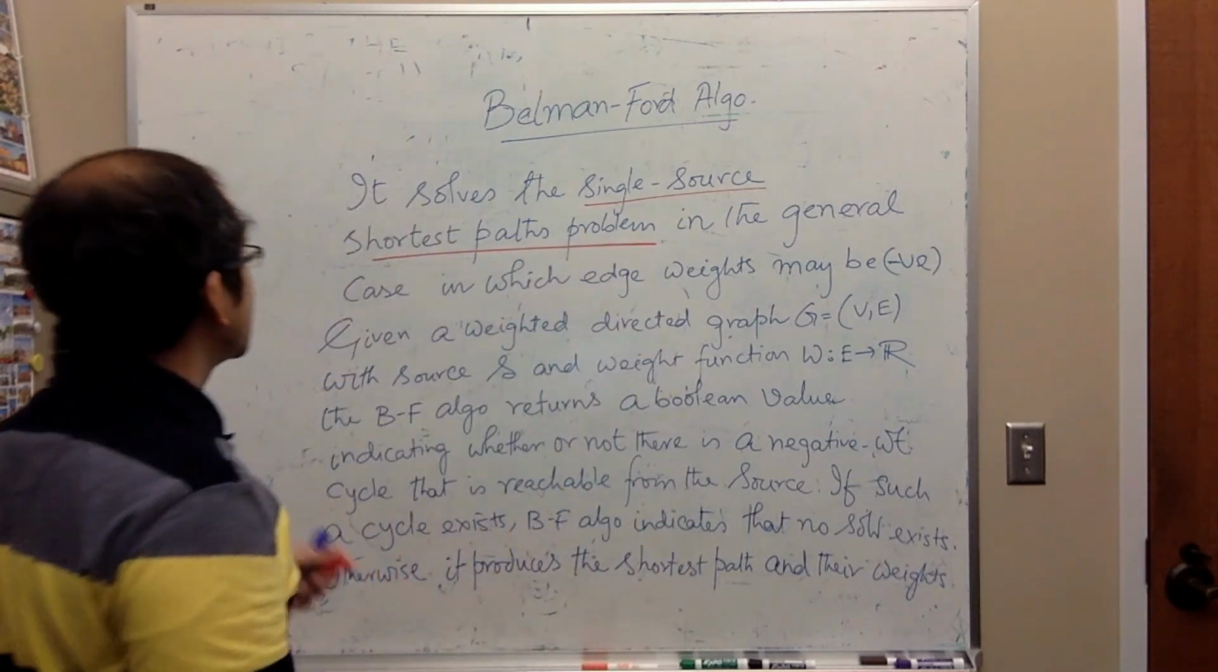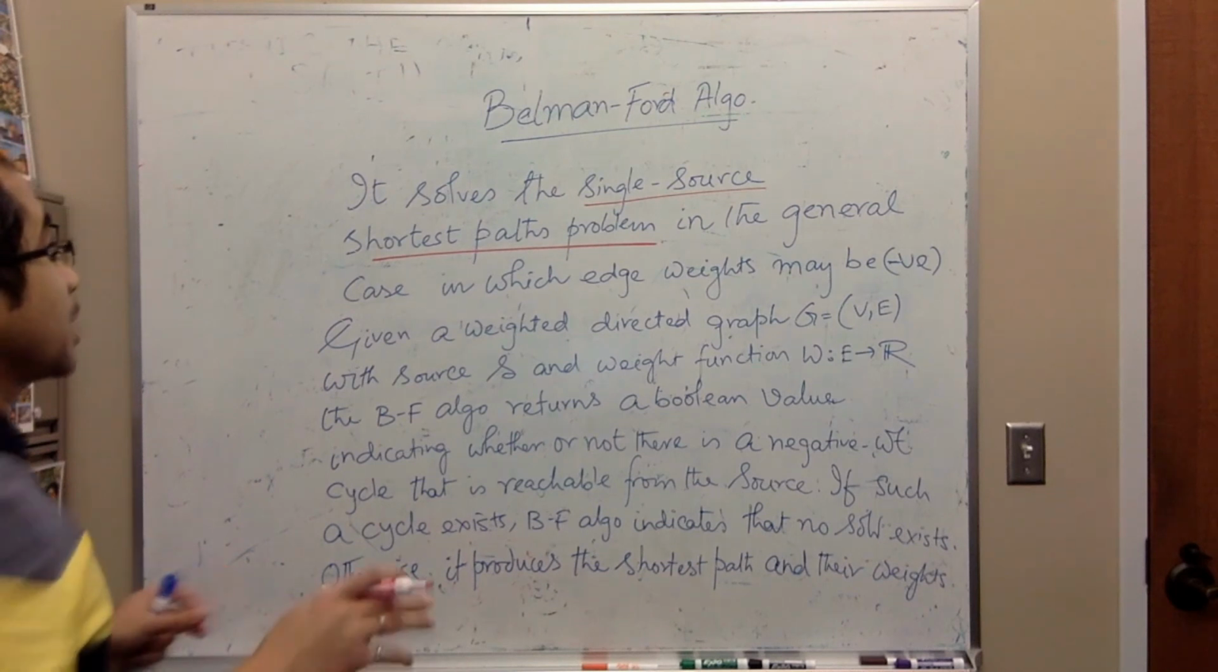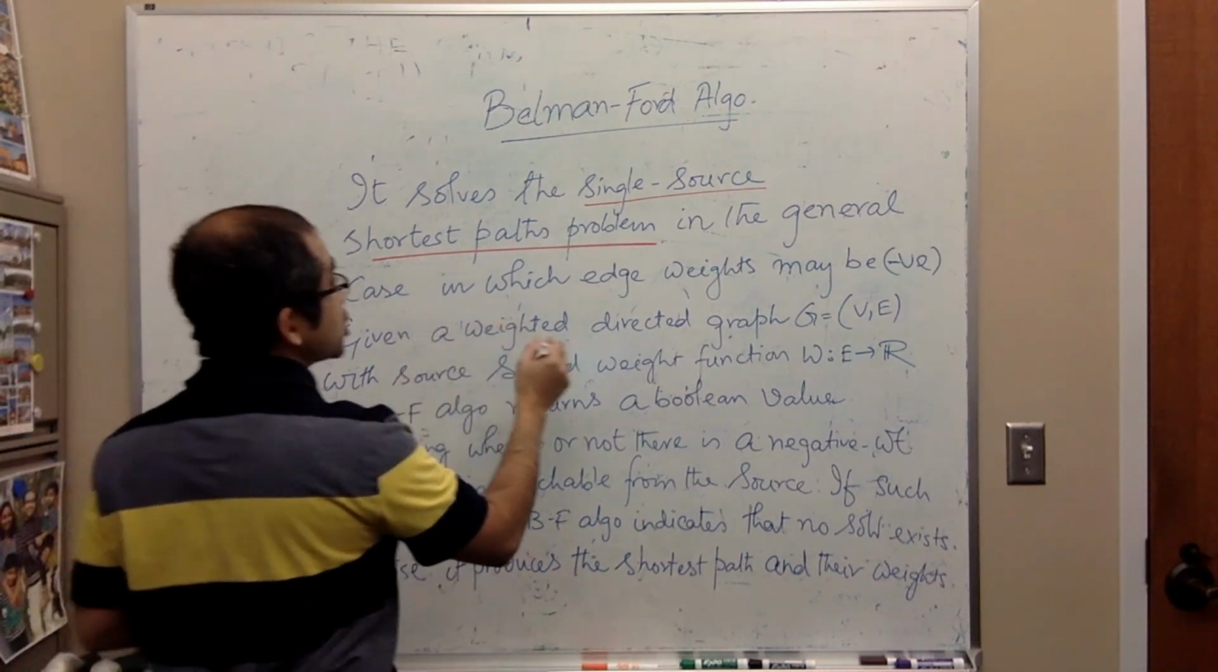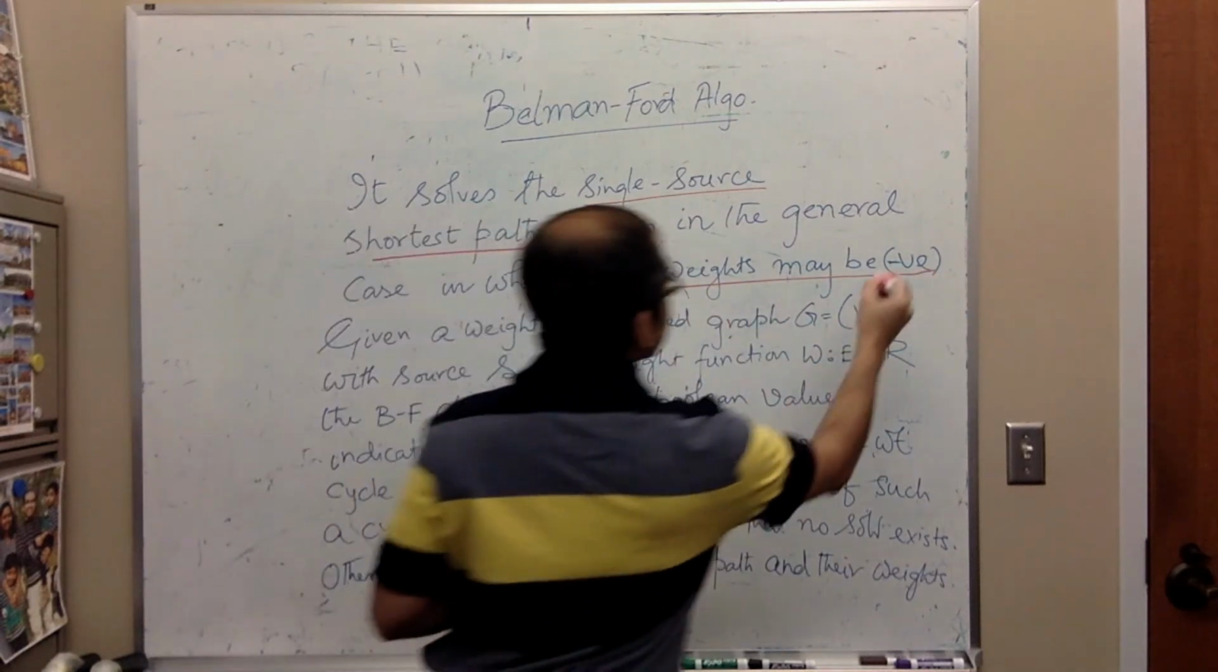In the general case, not like Dijkstra where there cannot be any negative weight edges, the edge weights may be negative. Okay, this is negative.